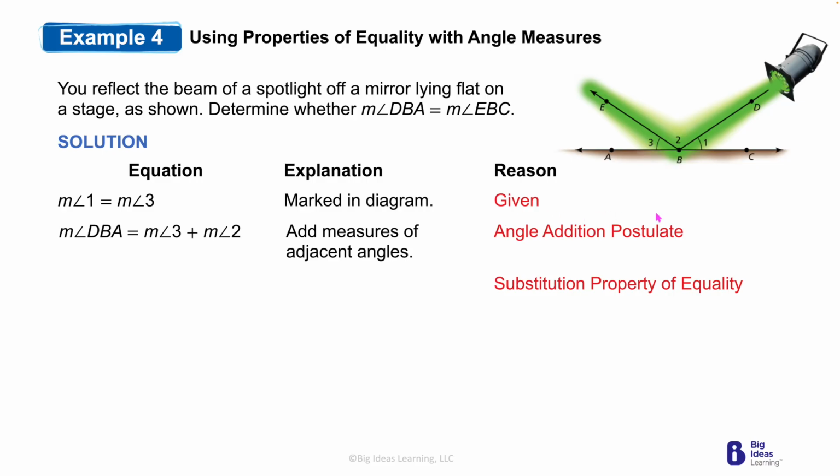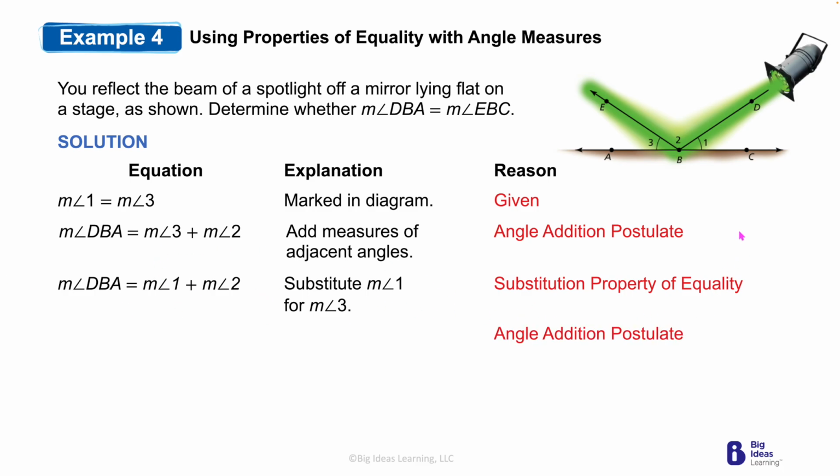Now we're going to substitute here. Since the first step said measure of angle 1 equals measure of angle 3, in this step down here, I can now replace measure of angle 3 for measure of angle 1, because they're the same angle. And the rest will stay the same. Now again, we're going to do an angle addition postulate, and we're going to add the measurements. So the measure of angle 1 plus the measure of angle 2 is the measure of angle EBC.